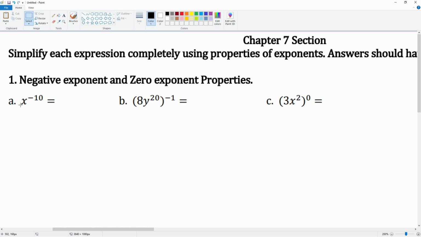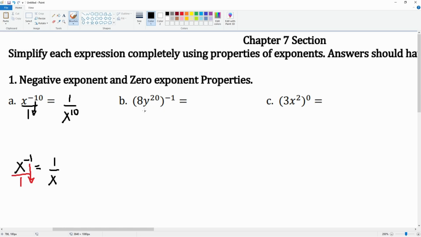So the first one, we have an x to the negative 10. Please understand that the property of the negative exponent states that x to any negative exponent is the same thing as 1 over x. Okay, that means you can move it down of this fraction bar. All right, so for the first one, we can see it's over 1, so we can bring it down. This becomes 1 over x to the positive 10 now.